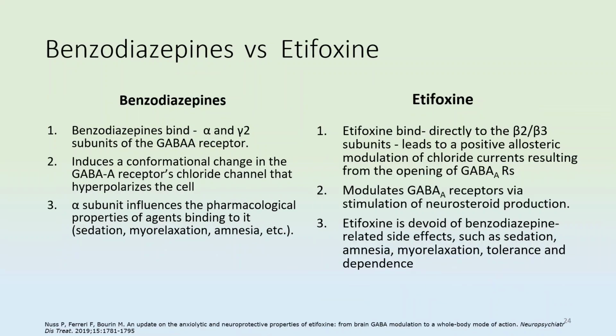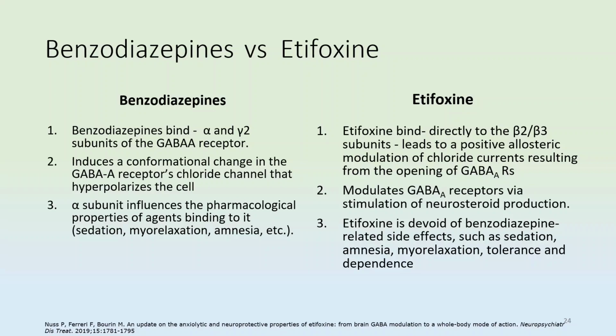Now let's look at benzodiazepine versus etifoxine. Benzodiazepine is binding to the alpha and gamma subunits of the GABA A receptor, whereas etifoxine is binding to the beta 2 beta 3 subunits, leading to a positive allosteric modulation of chloride currents resulting in the opening of the GABA A receptor. It also induces a conformational change in the GABA A receptor's chloride channel that hyperpolarizes the cells, and it modulates the GABA A receptor via stimulation of neurosteroidal production.